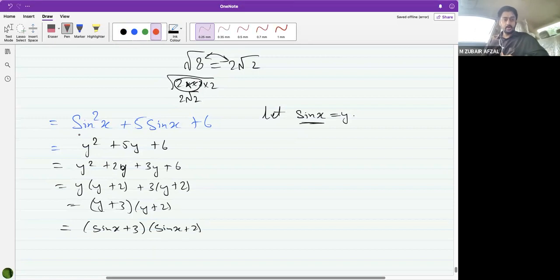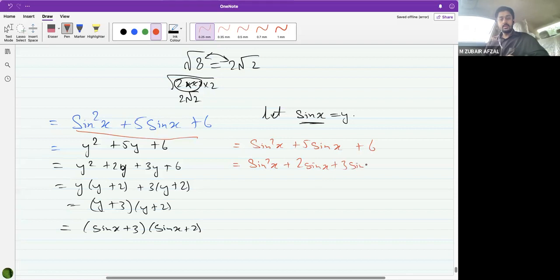If I will not be changing this, I'm writing this again: sine square x plus 5 sine x plus 6. There's mathematically no change. This is just for writing ease. So my first term is sine square x. Second would be 2 sine x plus 3 sine x plus 6. Look for yourself. Adding these two, we get 5. Multiplying these two, we get 6.